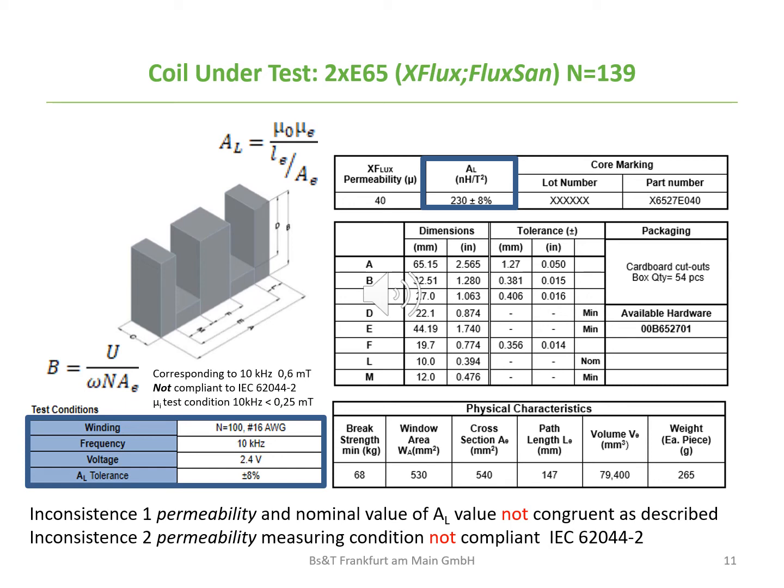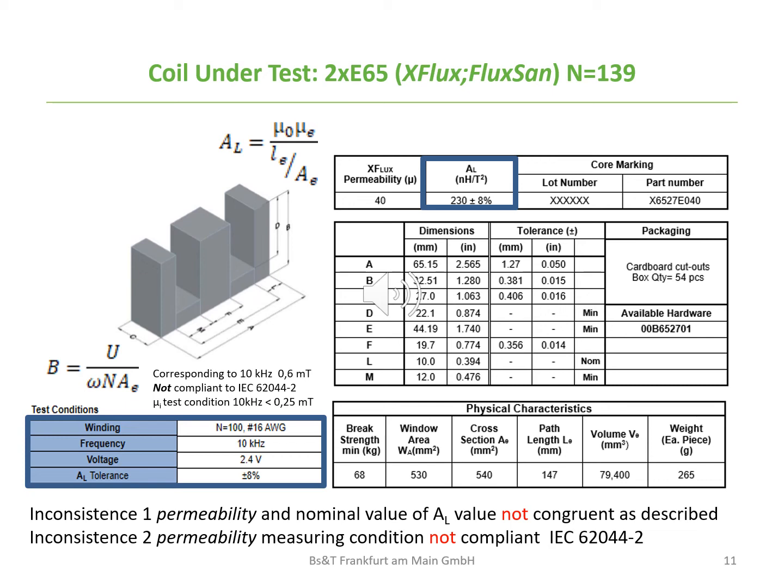Here we have the description of the device under test. The device under test consists of two stacked E65 MegaFlux powder cores, wound with 139 turns. And we have here a datasheet from Magnetics and Arnold. The only magnetically relevant parameter is the AL value, but we see a lot of inconsistency. Number one is that the effective permeability and the nominal value of AL are not congruent as described.